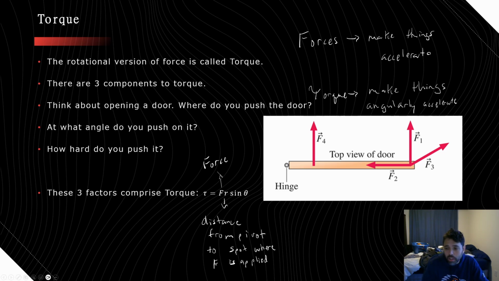So if I push at F1, and the hinge is over here, that's where it's going to rotate, then the R would essentially be the distance from the hinges to the edge of the door, right? Because I'm pushing on the edge of the door. And the angle, theta, is the angle between those two vectors, right? I'll talk more about that in a second. But that's the equation. It's given to you on the formula chart, so you don't have to memorize it. F r sine theta.